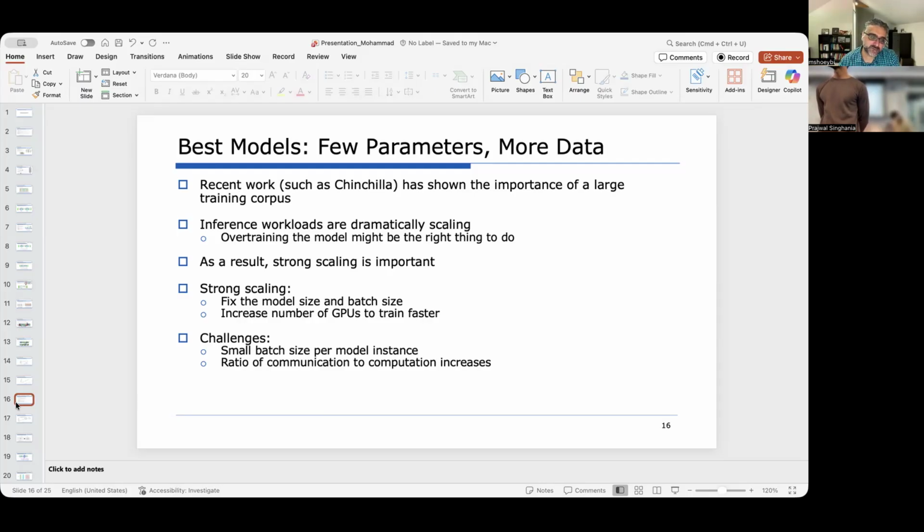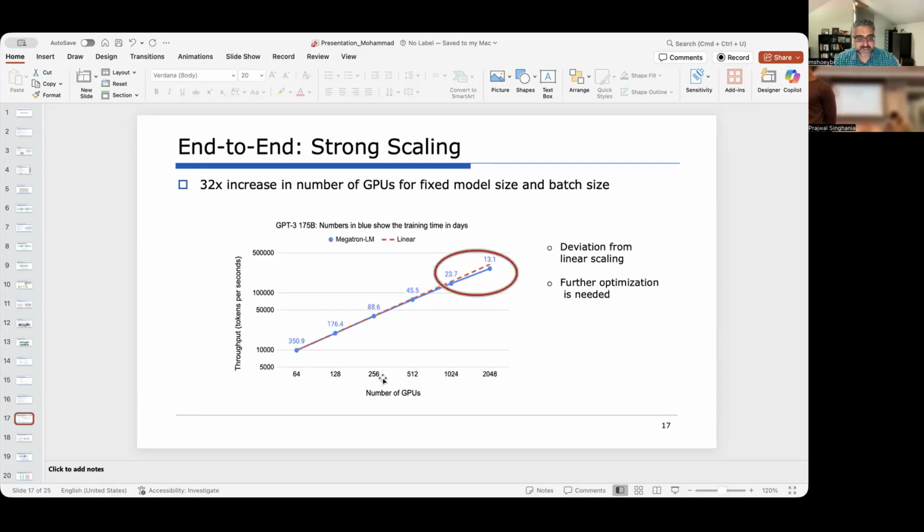So what this brings is that you have smaller batches and less compute per GPU, and as a result, the ratio of communication to computation increases. You can see here that as you scale, you deviate from linear. This is very typical. I don't need to go through this. My apologies. What are the things that we can do?